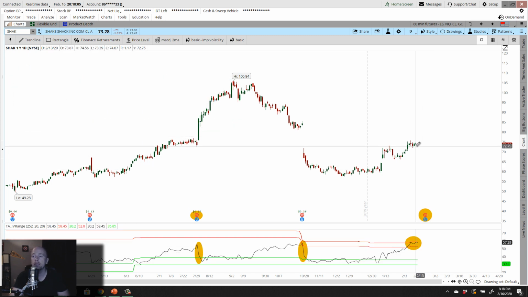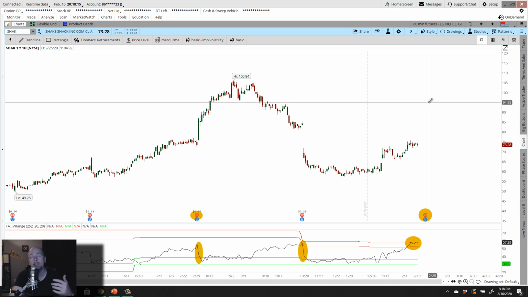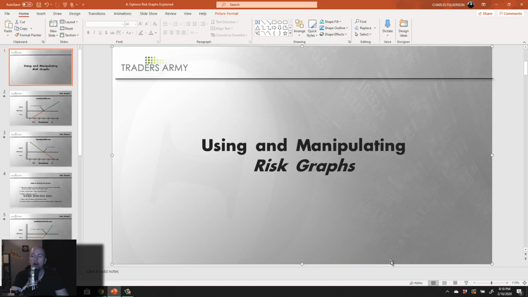How can I make money to the upside if I think it's going to gap up? By the way, this is not about the direction of the security, but if theoretically you thought it was going to jump up on earnings, how would I be able to play that? What's the best way? That's what we use risk graphs for. But before we get into that, I want to cover what risk graphs are, because I want to make sure that everybody at least understands what they are and how we use them.